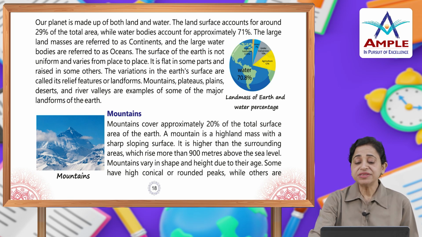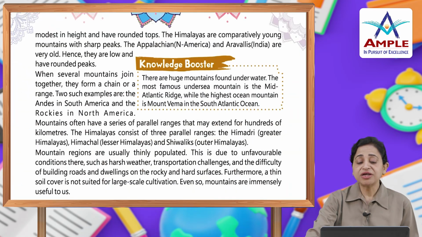Mountains. Mountains cover approximately 20% of the total surface area of the earth. A mountain is a high land mass with a sharp sloping surface and it is higher than the surrounding areas, which rise more than 900 meters above the sea level. Mountains vary in shape and height due to their age. Some have high conical or rounded peaks, while others are modest in height and have rounded tops.